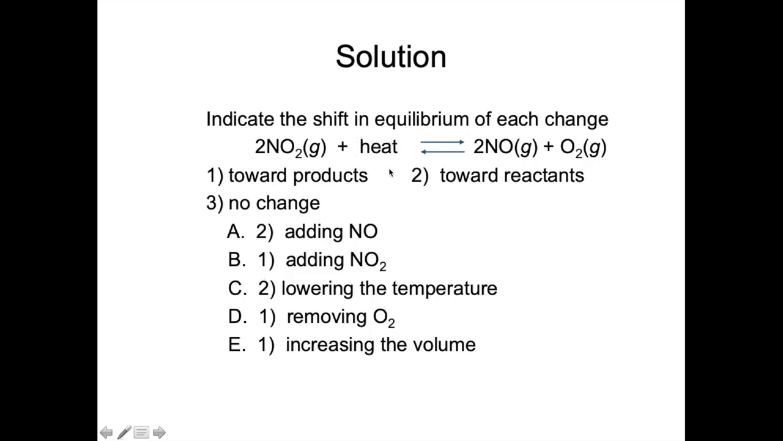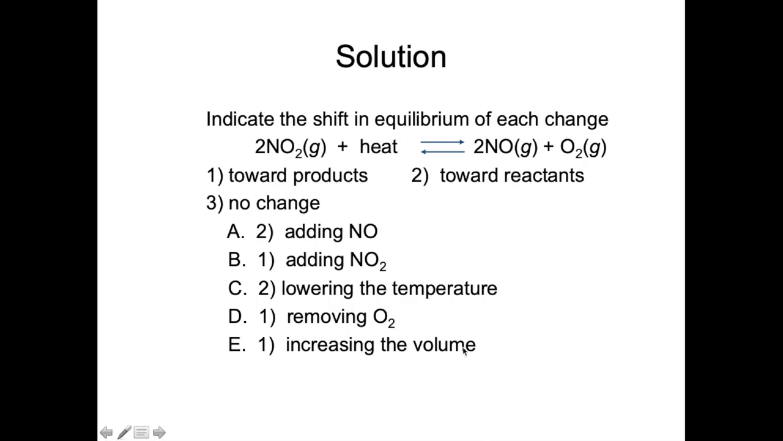Lowering the temperature removes heat, so the system shifts to the reactant side to add more heat. Removing oxygen, which is a product, will shift the equilibrium towards the product side to make more oxygen to replace what you've taken. Increasing the volume.